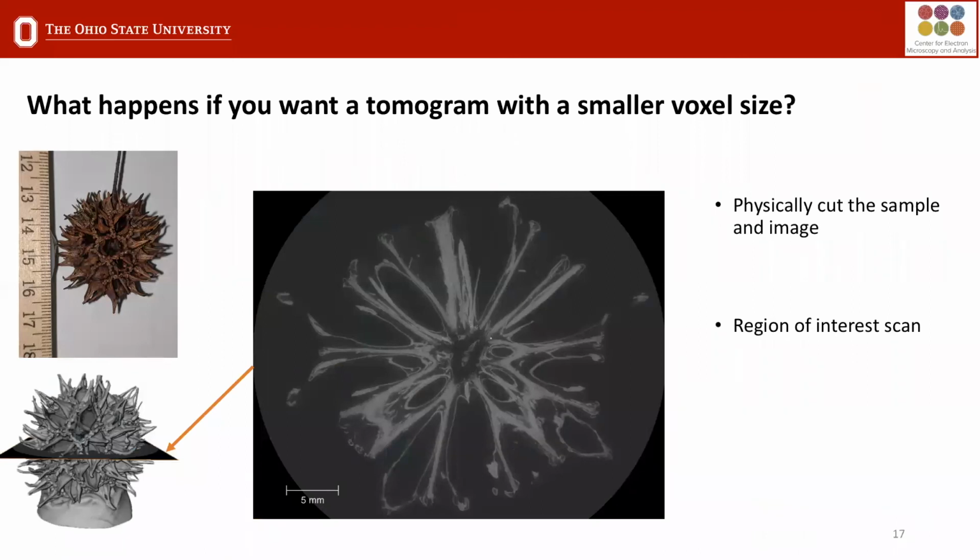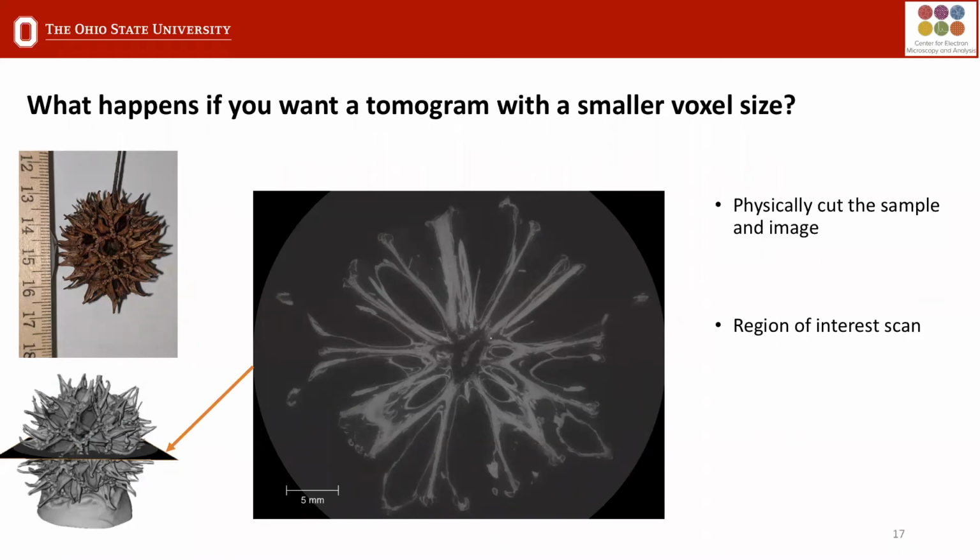Now that we have our reconstructed tomogram of our sample with a voxel size of 16 micron, what happens if there are features we can't resolve? Or if we just want to explore the sample and see what we can see if we had a smaller voxel size. In this case, we have 2 options using the HeliScan.